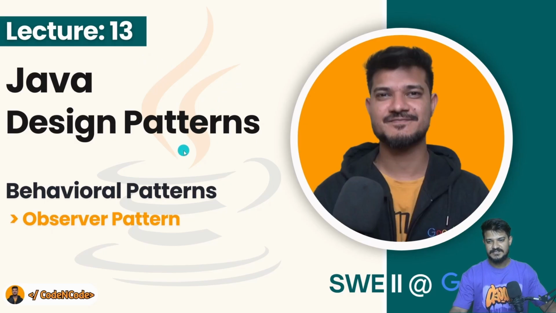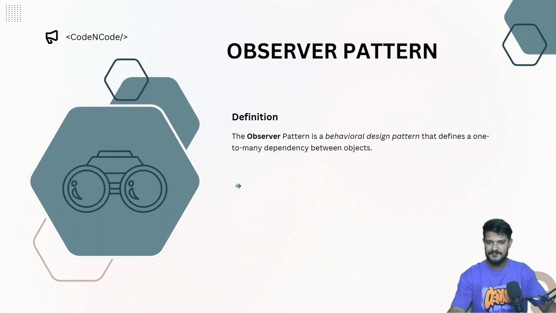In this lecture, we are going to learn about the behavioral pattern. So basically, we are going to get started with the behavioral pattern category. And the first design pattern that we'll be learning in the behavioral design pattern is the observer pattern. It is very important and also very easy to understand and implement. So let's get started.